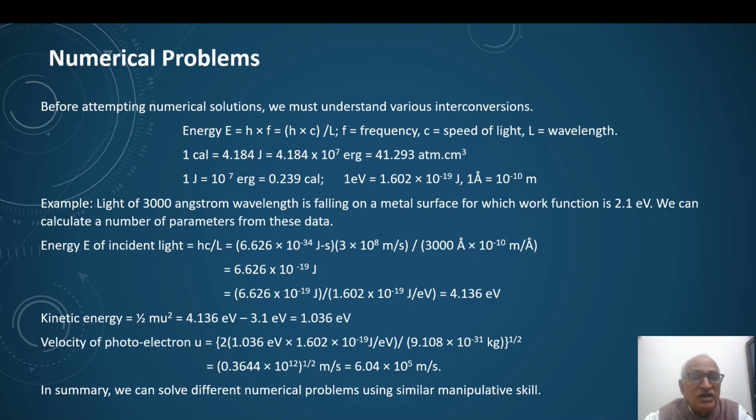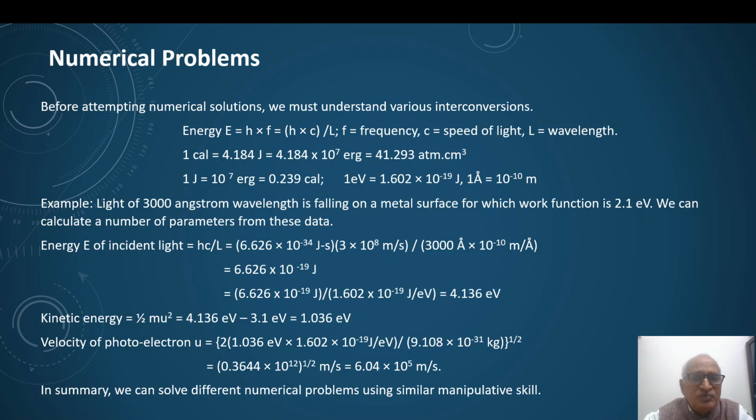Energy can be calculated using hc over L. h is Planck constant, c is speed of light, L is wavelength. One precaution is a must: if wavelength is given in units other than meter, it has to be converted into meter. And we get the energy value as 4.136 electron volt. Now we consider kinetic energy, half m u squared. This is equal to incident energy minus work function, 4.136 electron volt minus 3.1 electron volt. So kinetic energy becomes equal to 1.036 electron volt.